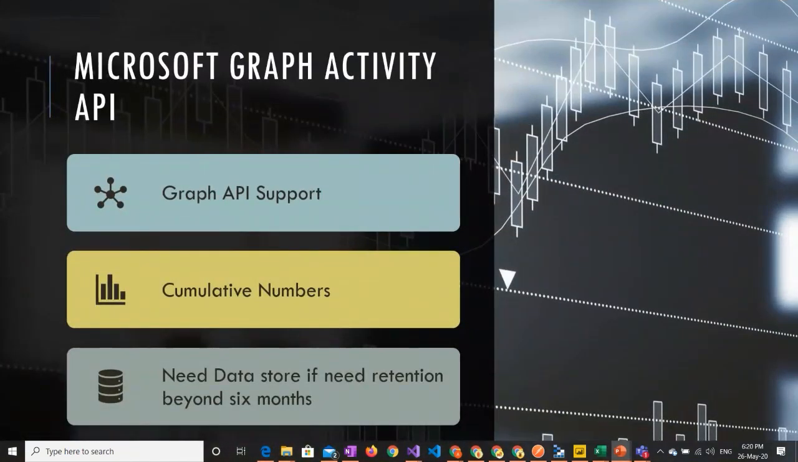Cool. So we looked at the Power BI content packs and how you can install that. The next part is about graph. So graph has support for the activity API that has just been released, and then you can directly use that. So you get the graph API support, you get cumulative numbers. The only thing is the most it can go through is 6 months. If you want more than 6 months, you need to store the data in your data store, and we look at one of the examples for that.